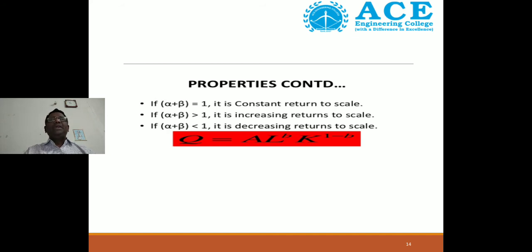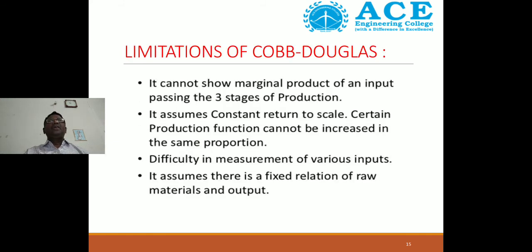Then what are the limitations of the Cobb-Douglas production function? The first limitation is that it cannot show the marginal product of an input passing through the 3 stages of production. Second, it assumes constant returns to scale. Certain production functions cannot be increased in the same proportion. Then, difficulty in measurement of various inputs. Then it assumes a fixed relation of raw materials and output.